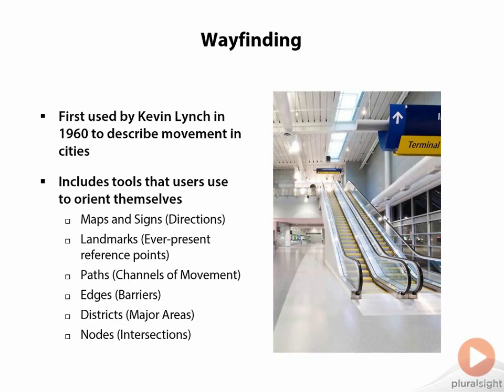So for instance, in Washington, D.C., you can see the Washington Monument. In Paris, you can see the Eiffel Tower. There are things that are visible in most cities from everywhere. Paths, these are channels of movement, so roads and walking paths, bike paths, those things. Edges, which are barriers, so maybe it's a wall. Districts, which are major areas. Again, if you're in Paris, you can tell that the city is broken up into different districts. And then nodes, which are intersections. It's where all these places meet.